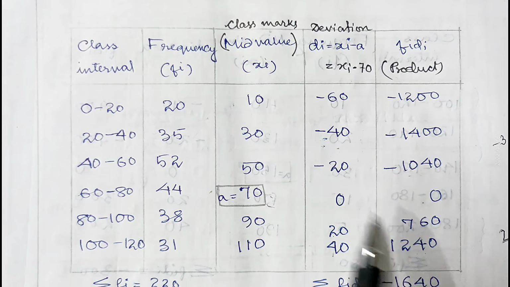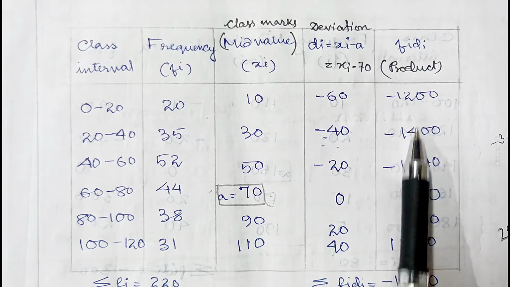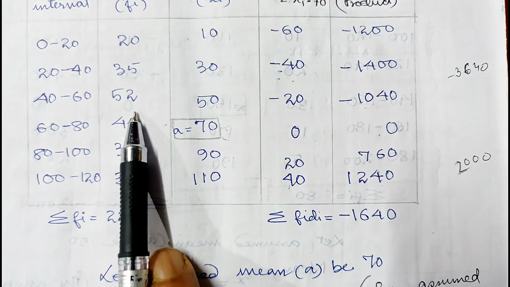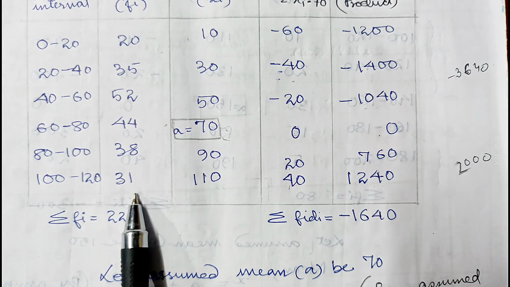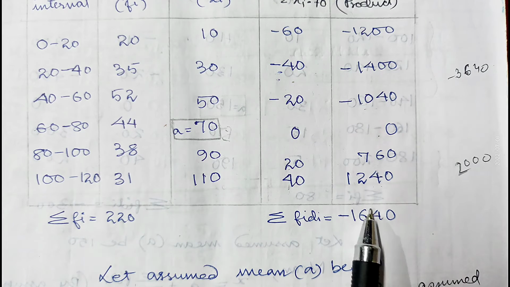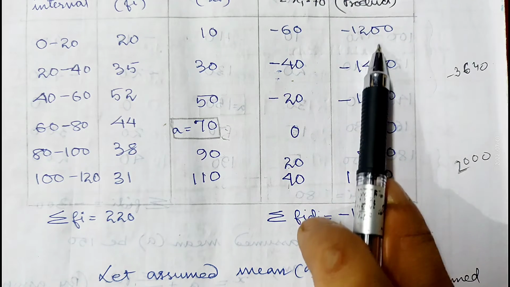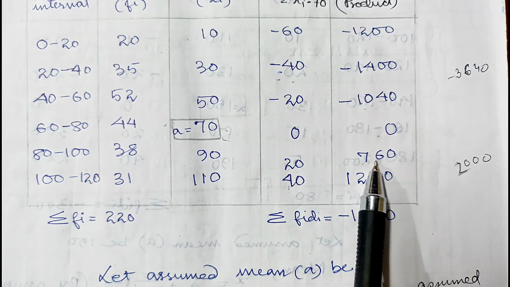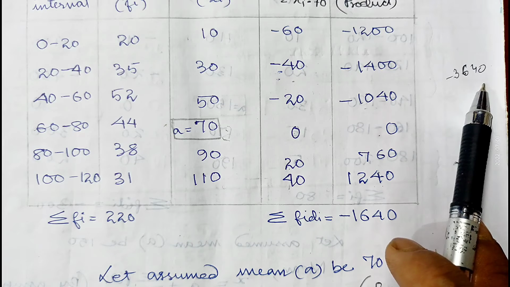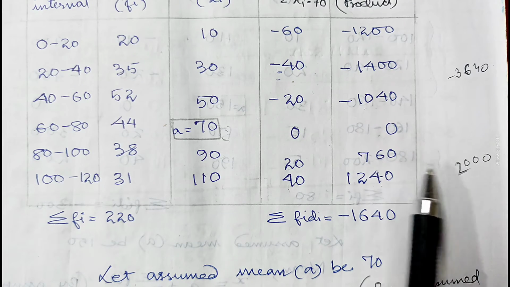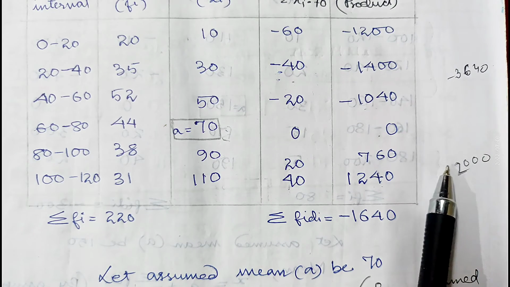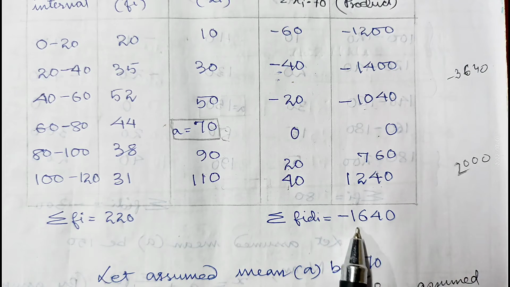After finding the products, we have to add all the frequencies and all the products. Now if we add all the frequencies, 20 plus 35 plus 52 plus 44 plus 38 plus 31, it will be 220. So we can write summation fi equals 220. For the products, we add all the negative values together and all the positive values together. The negative values add up to minus 3640, and the positive values add up to 2000. Now we add these: minus 3640 plus 2000 gives minus 1640.